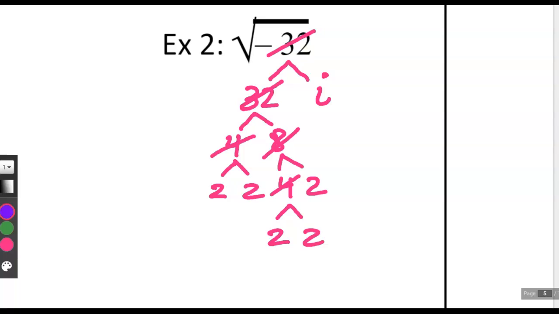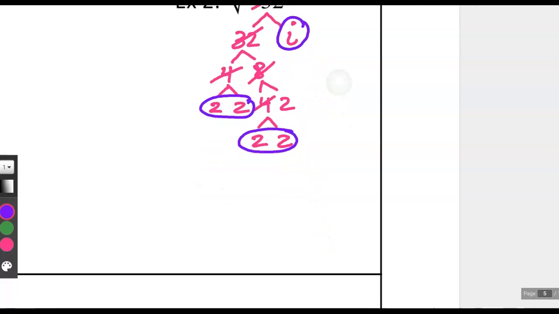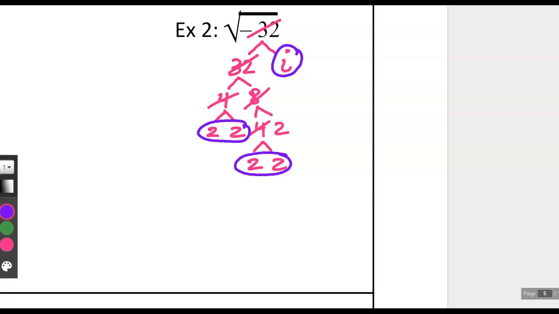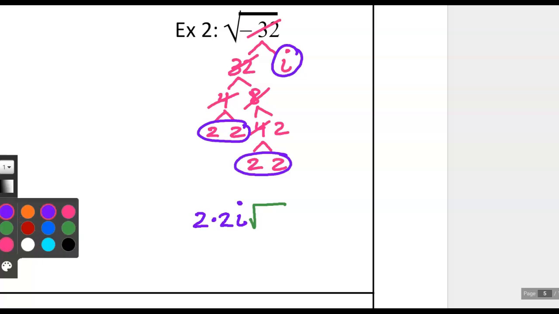What are my pairs? 2 and 2, and also I'm going to circle I, because I's always go on the outside as well. So what goes on the outside of my square root here? Not just one pair of 2's. How many pairs of 2's did we have? 2. So 2 times 2 with an I. And what goes on the inside? A leftover 2. So our end answer here is 4i square root 2.